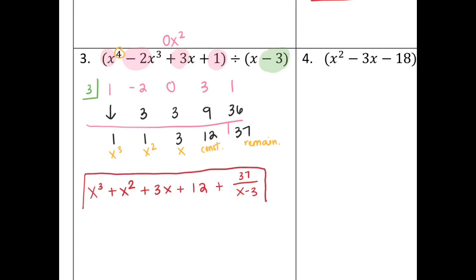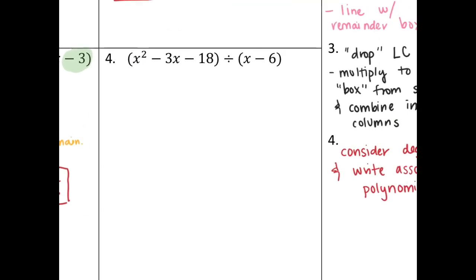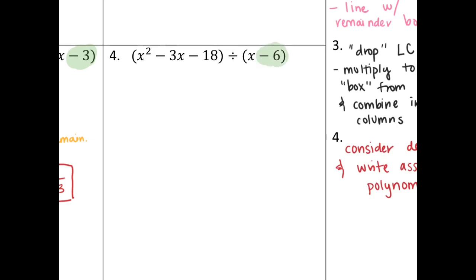For number 4, I think it's a really good idea for you to pause the video and try this one on your own before pressing play. Okay, so 6 is going to the box because it changed signs. There is no missing degree, so I have 1, negative 3, 18. Draw the line of the remainder bar. Drop the 1, multiply and add, multiply and add.